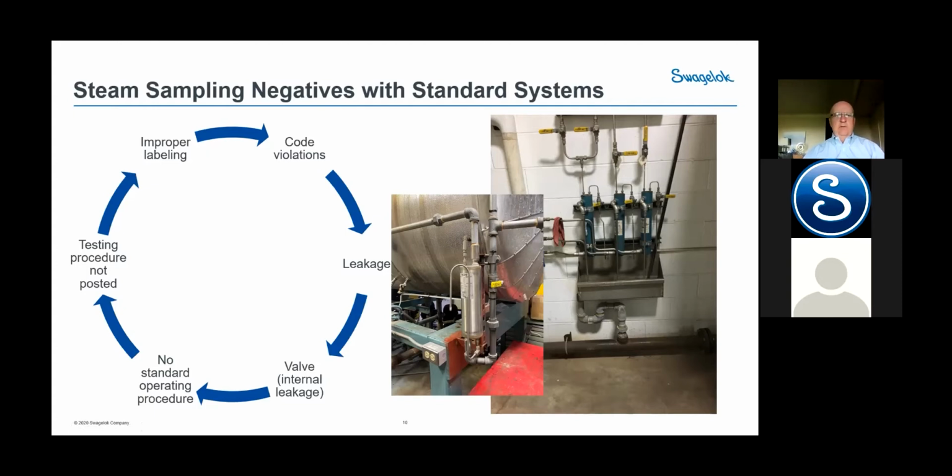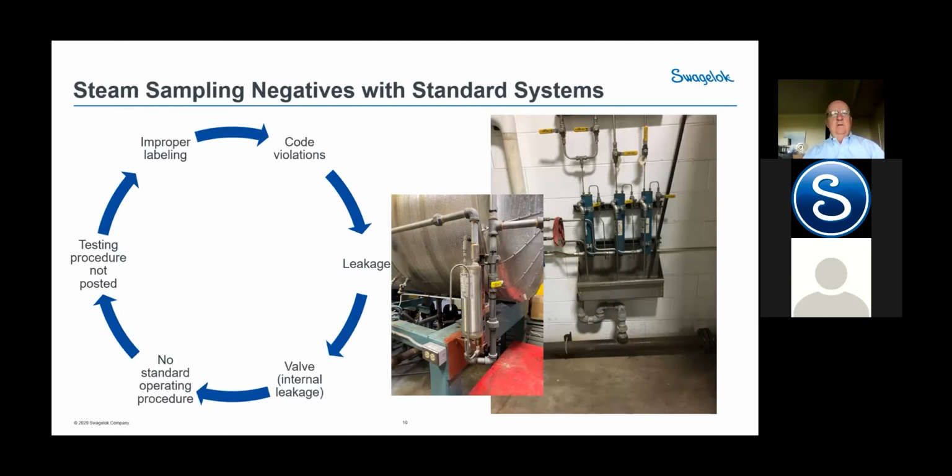Leakage, because people use threaded connections, and threaded connections are always the number one source of leakage in the system. So going into a sampling system, we're always dealing with leakage. How to get rid of leakage? Don't thread pipe. Simple as that. If you stop threading pipe, you don't have steam leaks or condensate leakage in the steam and condensate system.